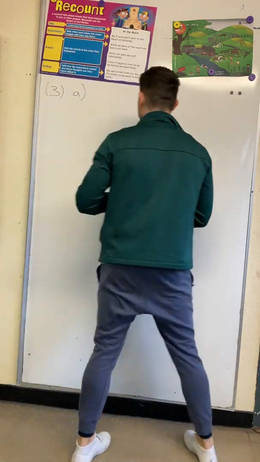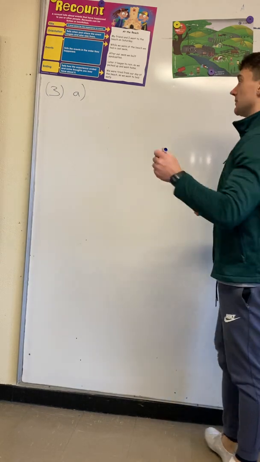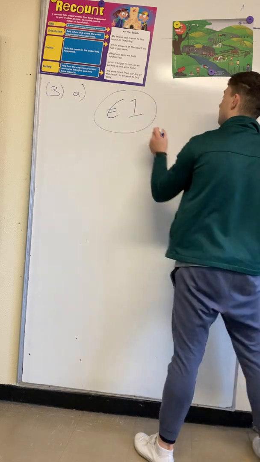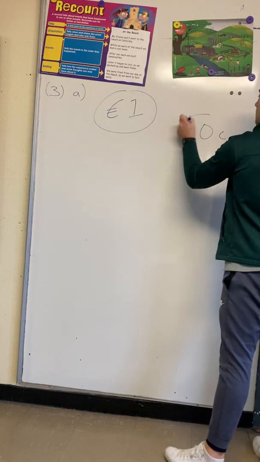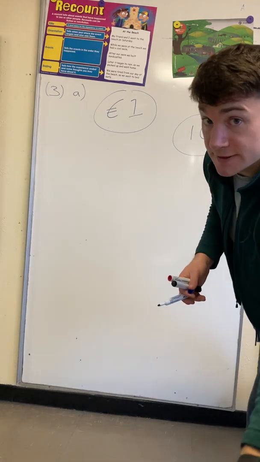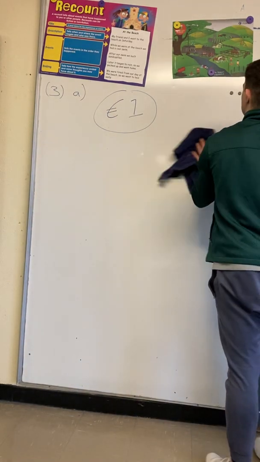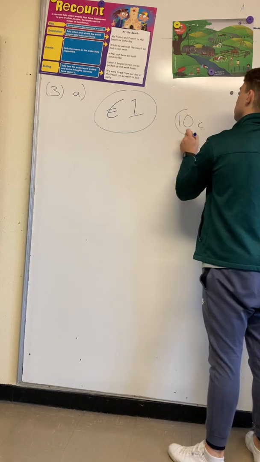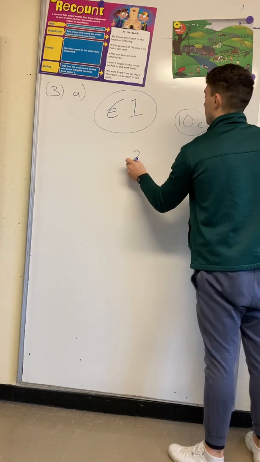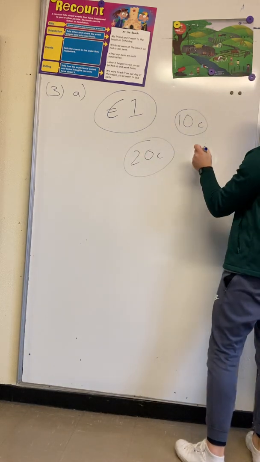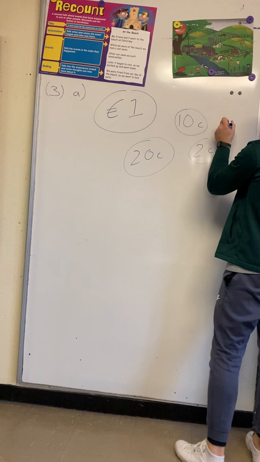Okay, now, so as you can see, you might have €1, 10 cents. Now, that's a mistake for Mr. Amara because 10 cents isn't as big as a €1 coin. 10 cents, 20 cents is bigger, 50 cents, 2 cents, and 1 cent.